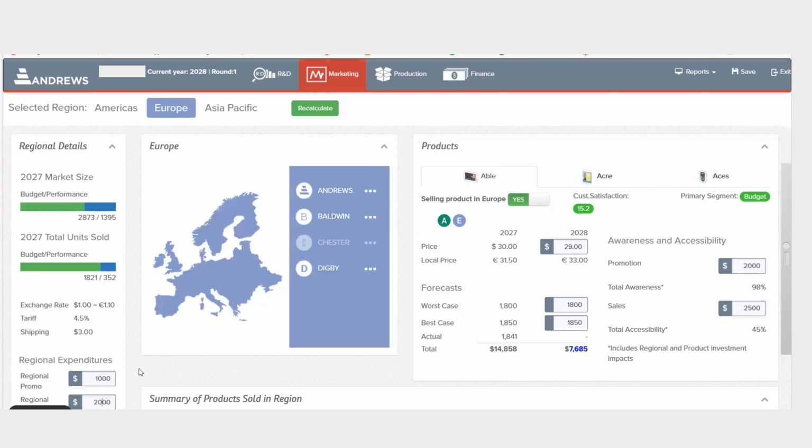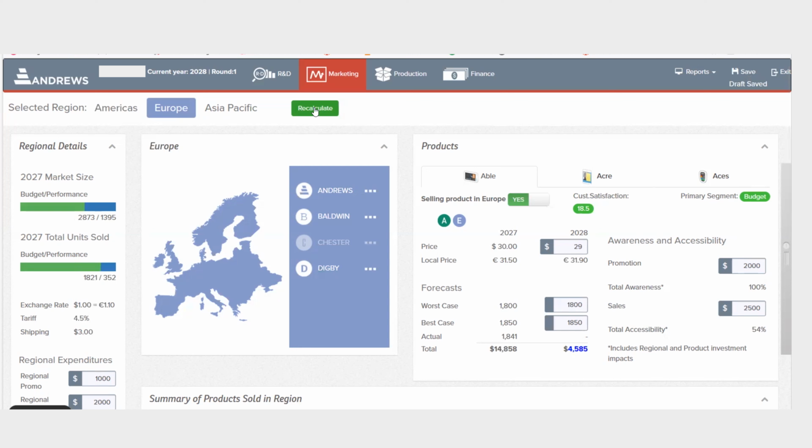When it comes to regional expenditure, for promo budget we are having 1000, and then for sales budget we are having 2000. Again, this is going to assist us to improve the customer awareness and accessibility that we are going to have. The good thing is we are expecting to make a profit for this product, especially in this region, Europe, Africa, despite the fact that the profit has reduced.